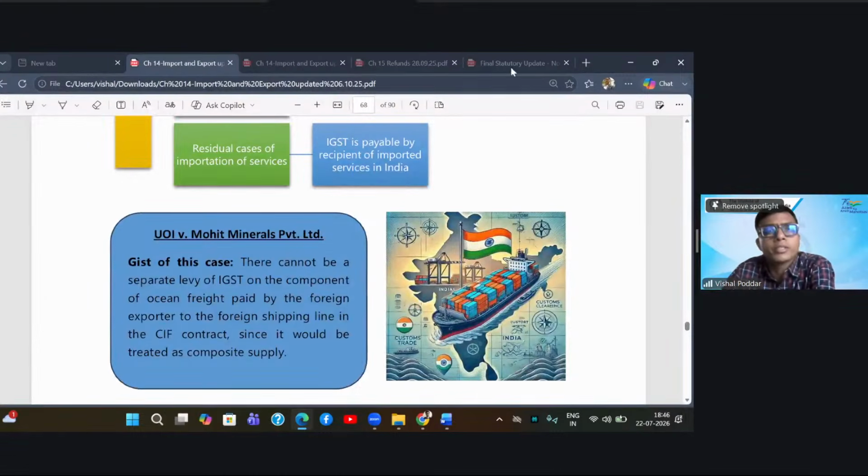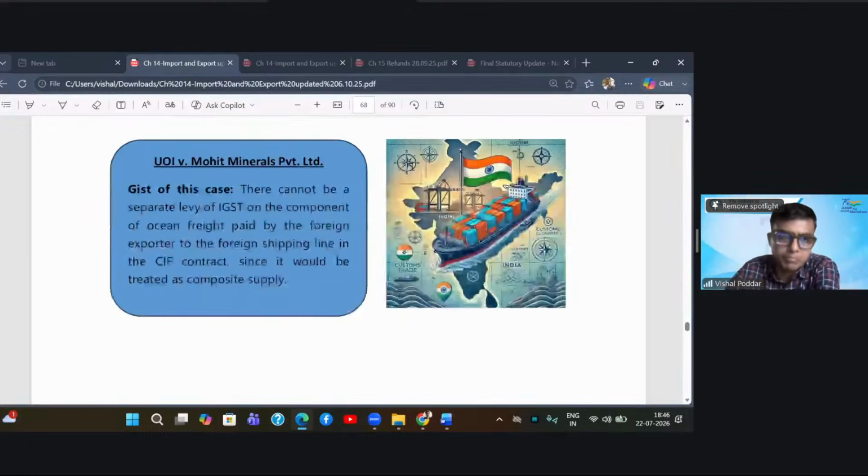In residual cases for import of service, the IGST is payable by the recipient of the import of service, that is under RCM. In this relation, students, a very landmark judgment of the Honorable Supreme Court is in the case of Union of India versus Mohit Minerals. What is the gist?